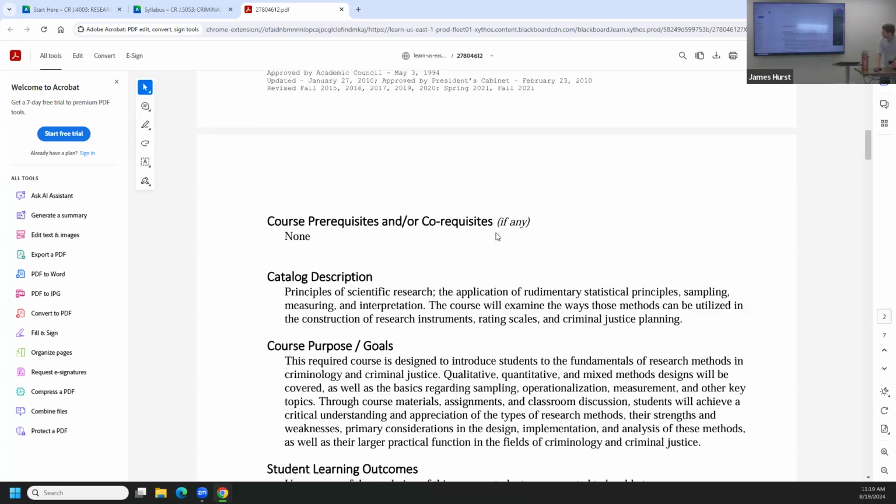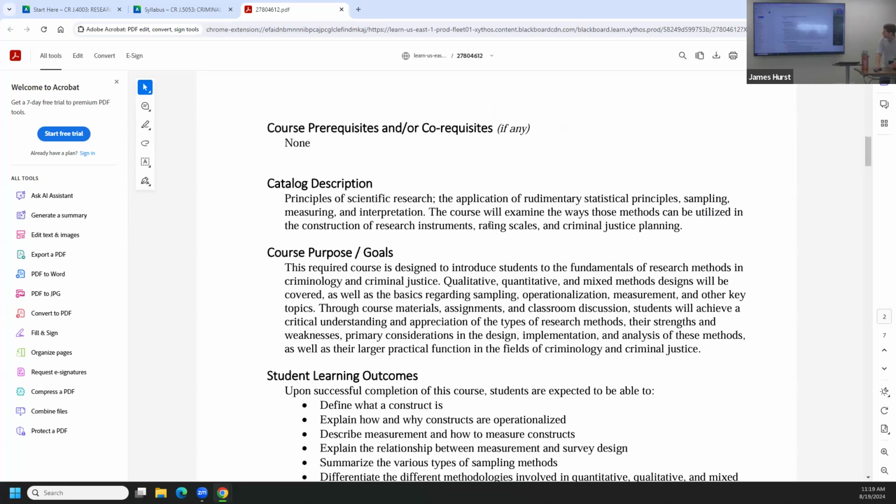From there, prerequisites: none, unless you're the master. That still would be master, you just admitted. Catalog description, yeah, scientific research.